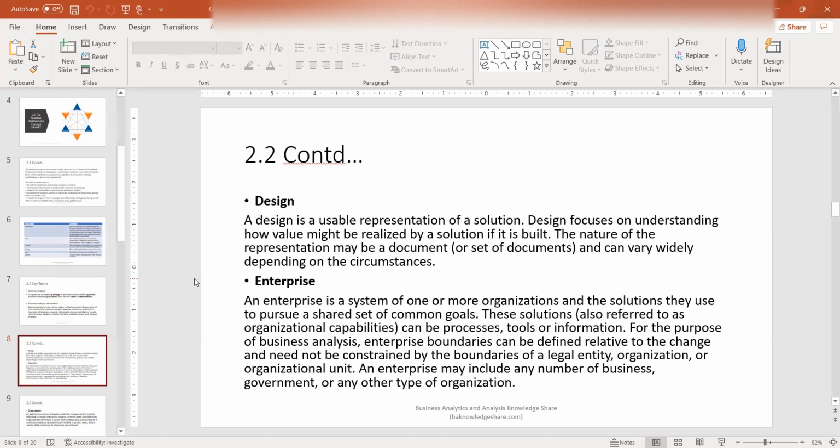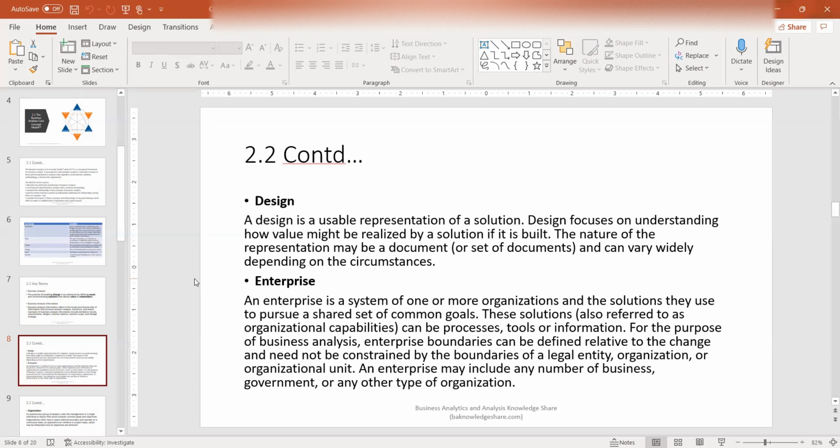Enterprise. An enterprise is a system of one or more organizations and the solutions they use to pursue a shared set of common goals. These solutions, also referred to as organizational capabilities, can be processes, tools, or information. For the purposes of business analysis, enterprise boundaries can be defined relative to the change and need not be constrained by the boundaries of a legal entity, organization, or organizational unit. An enterprise may include any number of business, government, or any other type of organization.